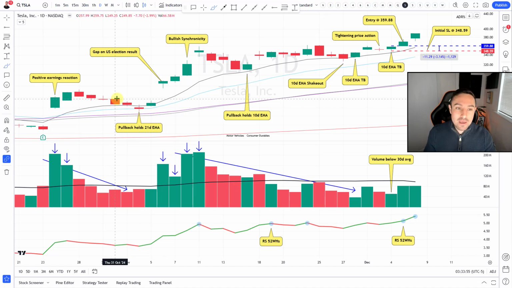Even better. Then what happens is you get the US election result. Now, we all know that Trump and Elon Musk were buddies throughout the election.